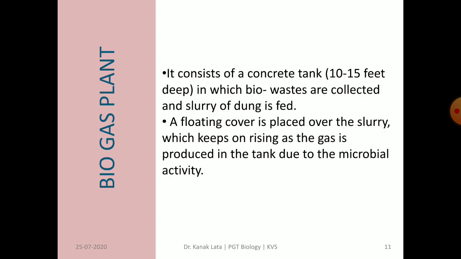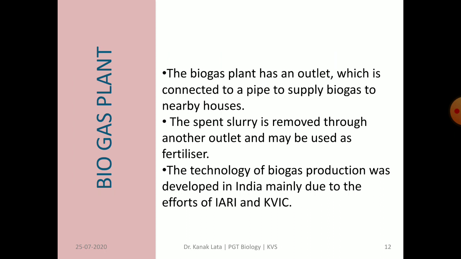Now it is about the biogas plant. A biogas plant is made up of concrete, 10 to 15 feet deep. In this tank, all the bio-wastes are collected and slurry of the dung is put. Above the slurry, a floating cover is placed that keeps on rising as the gas is produced during the microbial activity. The biogas plant has an outlet which is connected to a pipe to supply biogas to nearby houses. And the spent slurry is removed through another outlet that can be used as fertilizer.